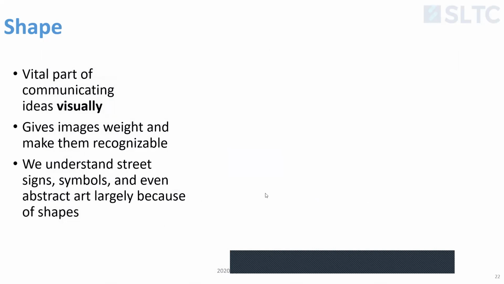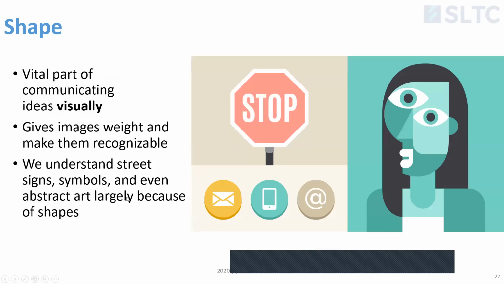So what does the shape give us? It's a vital part of communicating, isn't it? It's a very, very important thing. Now, going back to our first slide, we noticed there was an octagonal shape with a stop sign. So that was the shape. Around the world, that is what they use it for, stop signs. And then it also gives us images. Of course, it gives us the weight and makes it recognizable. And that is how we understand our usual street signs.